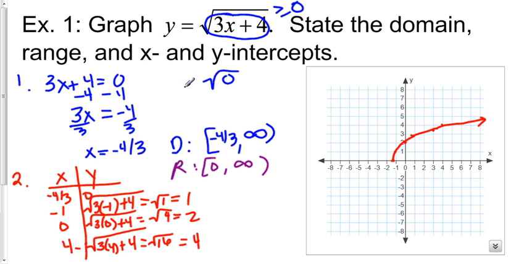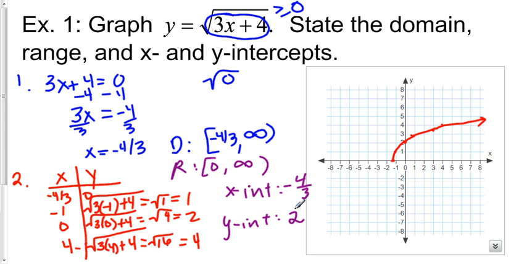The last 2 things to list here are the x and the y-intercepts. The x-intercept is where the graph crosses the x-axis, so that's right here at negative 4/3. The y-intercept is where the graph crosses the y-axis, and that's up here at positive 2. So when it says analyze the function, these are the 4 things you want to do. Domain, range, x-intercept, y-intercept.